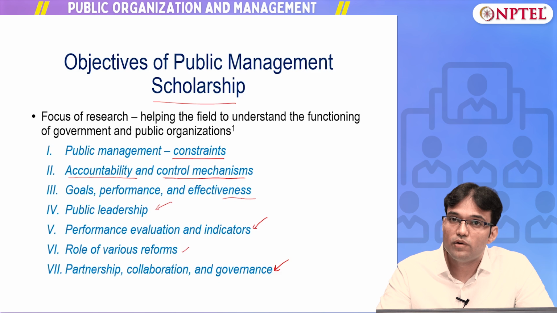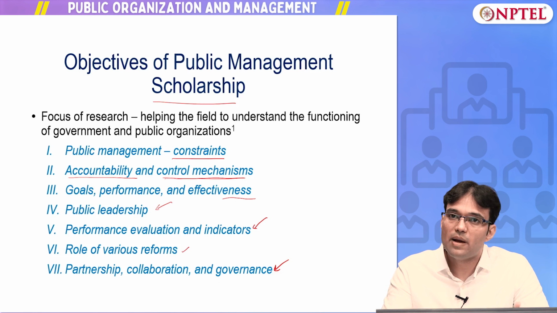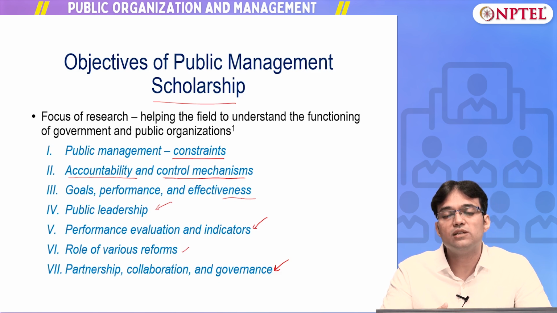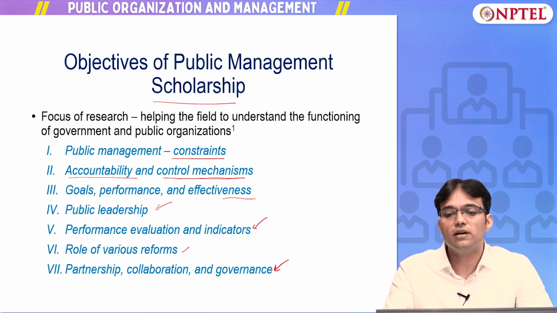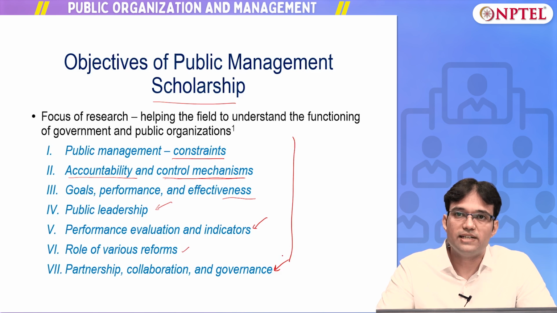The hybrid models of governance are coming, right? Network governance, collaborative effort is required, how collaboration happens, how cross-sector collaboration and partnerships happen. So all these are also important areas worth consideration in the case of public management scholarship, right? So these are some of the areas which public management scholarship looks into in terms of the objectives, right? So we'll continue the discussion on these areas when we move forward with the other topics in the content.